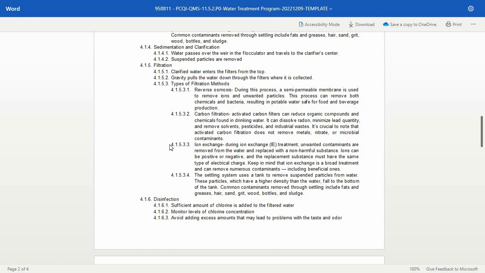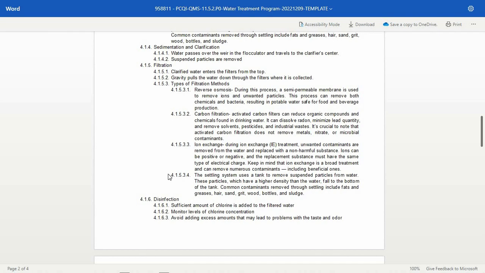3. Is ion exchange. During ion exchange treatment, unwanted contaminants are removed from the water and replaced with a non-harmful substance. Ions can be positive or negative, and the replacement substance must have the same type of electric charge. Keep in mind that ion exchange is a broad treatment and can remove numerous contaminants, including beneficial ones.